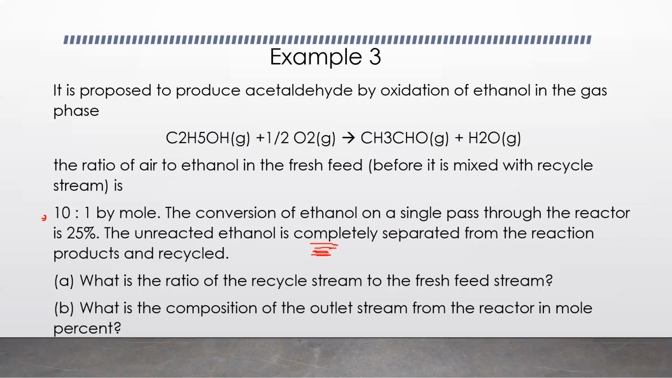Remember this term, completely separated. That means whatever unreacted ethanol came out of the reactor has been completely separated and sent into the recycle stream. So overall conversion is basically 100%. All of the ethanol that has been fed has left the reactor; none of that ethanol has come out. So what is the ratio of the recycled stream to the fresh feed stream, and what is the composition of the outlet stream from the reactor in moles? This is what we need to calculate.